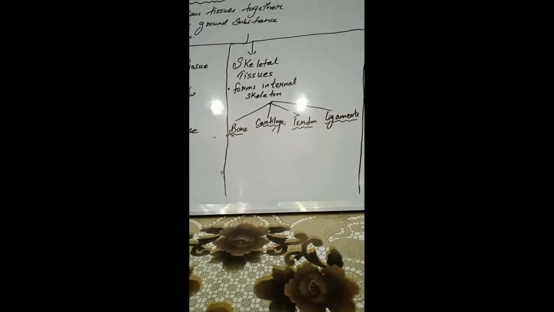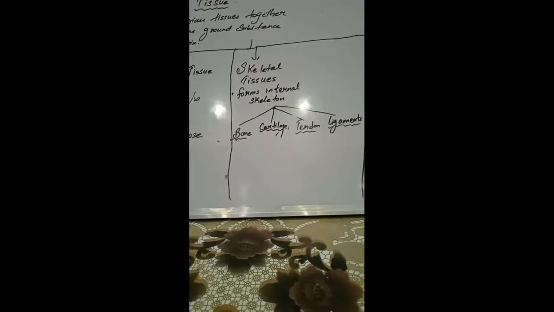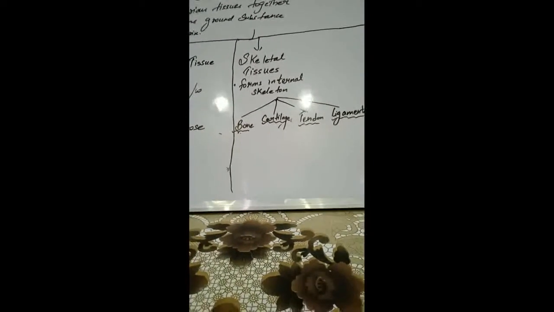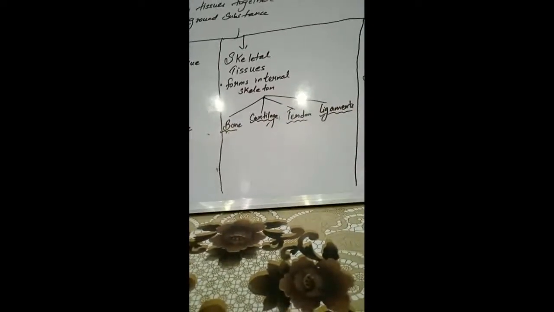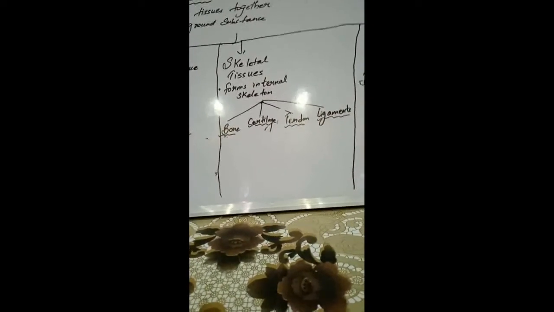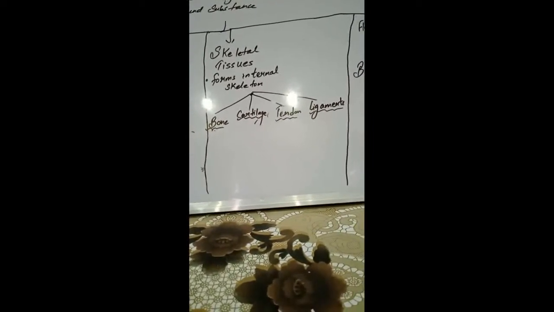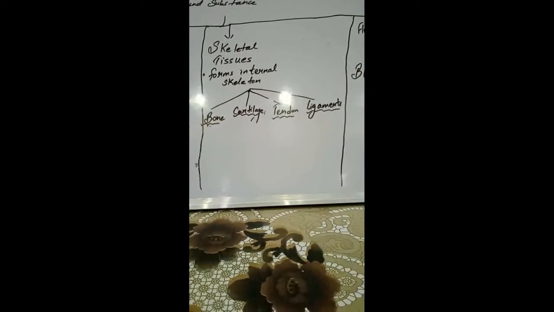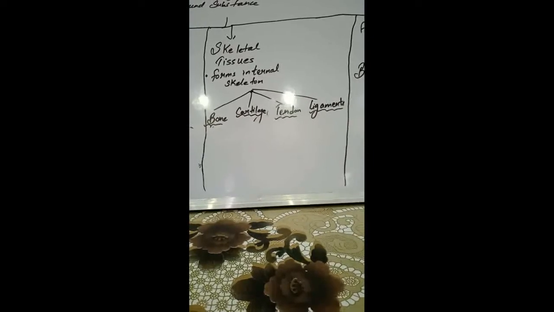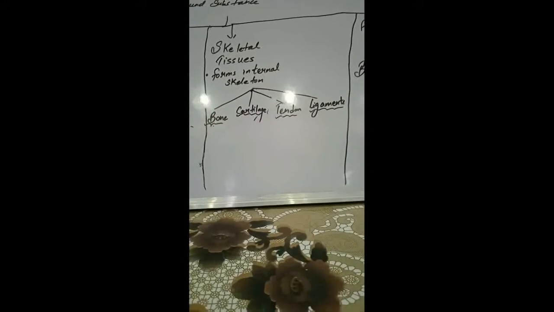The next one is your skeletal tissue. What is the work of skeletal tissue? Skeletal tissue forms the internal skeleton of all the vertebrates. What is this internal skeleton made up of? Skeletal tissues. There are four types of skeletal tissues: bone, cartilage, tendons and ligaments. We will do the difference between bone and cartilage, and tendons and ligaments later. For now just remember the four types of skeletal tissues.